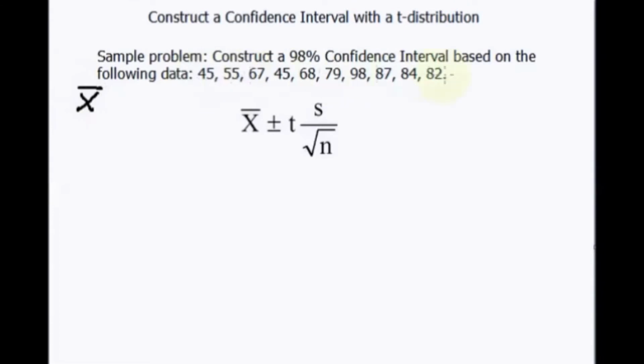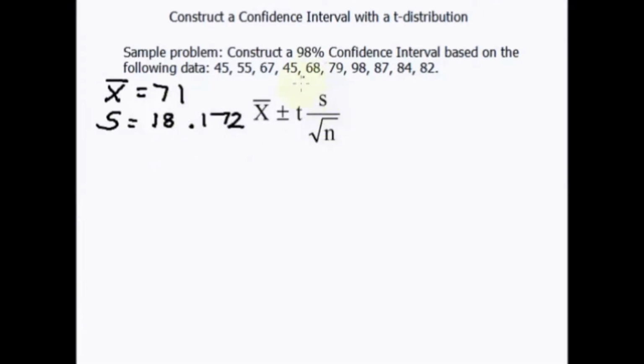If we add all of these up and then divide by 10, we get a mean of 71. And the standard deviation for this particular sample is 18.172. So we've found our s and we found our x bar. Next we want to find this t-score. We need a couple of steps to find the t-score. The first is we need to find the degrees of freedom. Let's see, I'll just write t-score here.